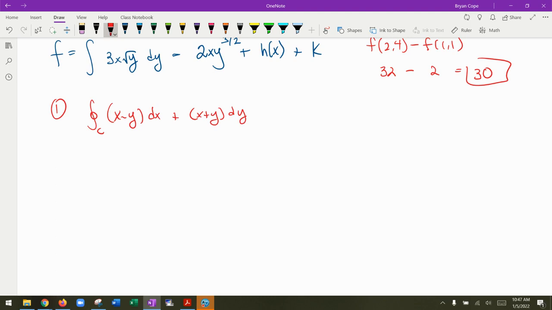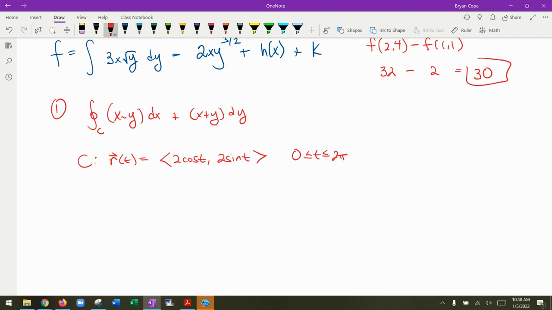All right, we got C is the circle of radius 2 centered at the origin. So the vector function would be 2 cosine t, 2 sine t. And the t is going to vary between 0 and 2 pi. Let's first do it directly.